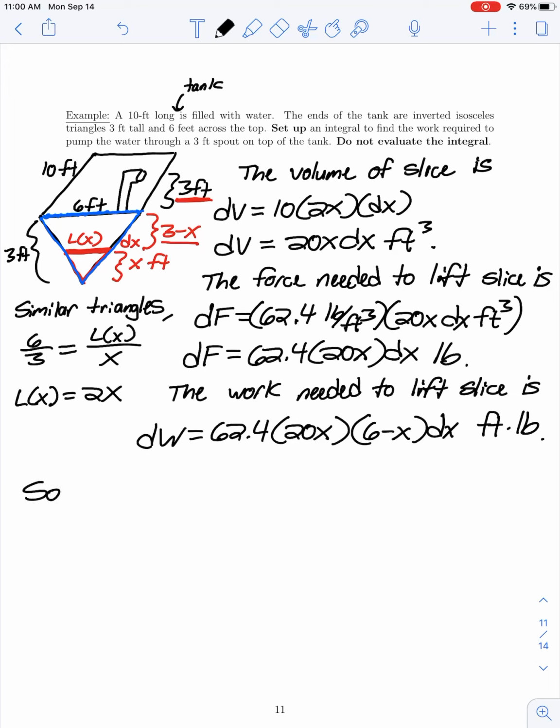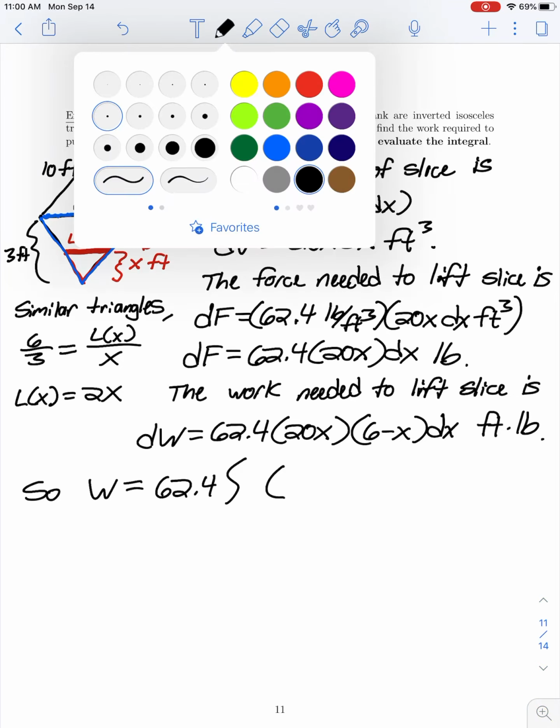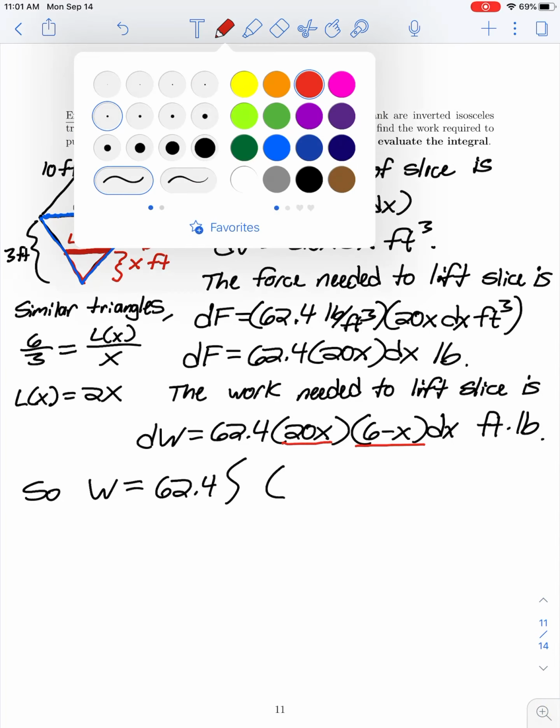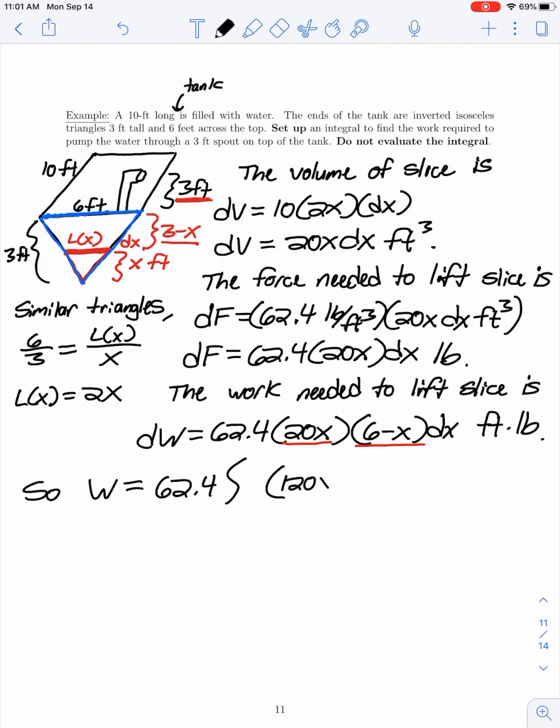So the integral to get the total work required to pump all of this fluid through that spout is given by our 62.4 times the integral of 20x times 6 minus x. So here, if I group these terms by distributing, I have 20x times 6, or 120x, minus 20x squared dx, still measured in foot-pounds.